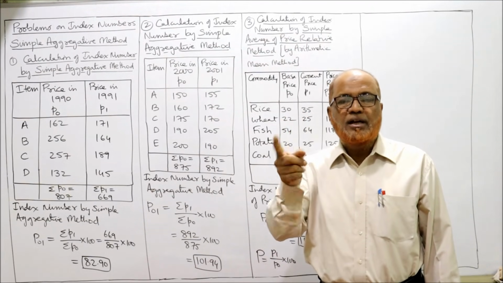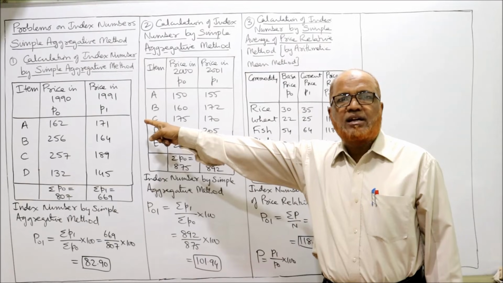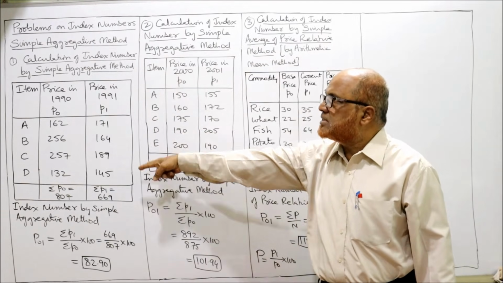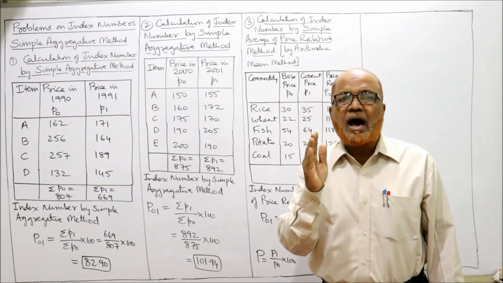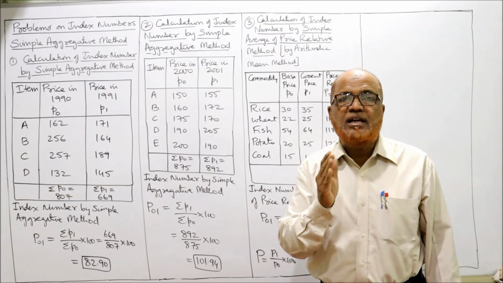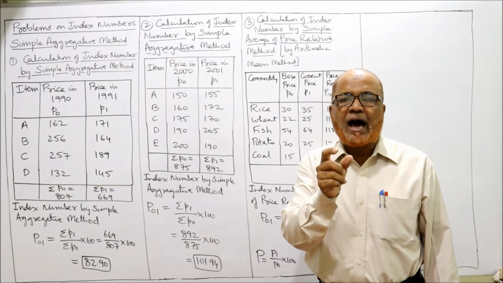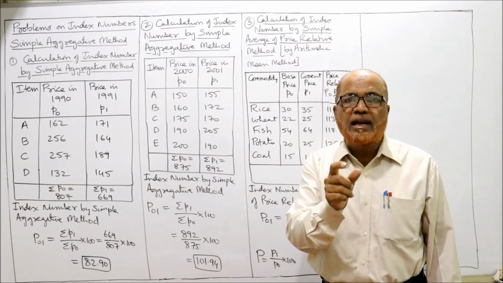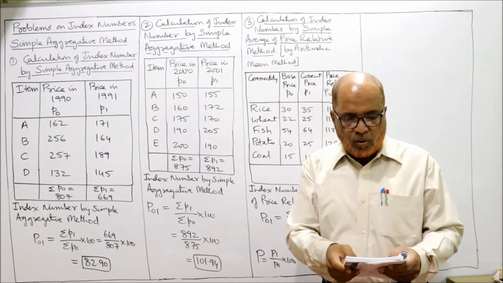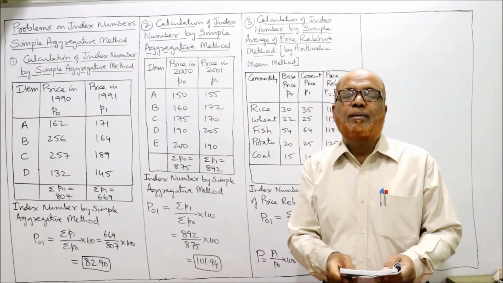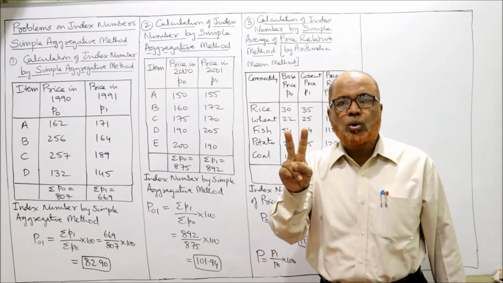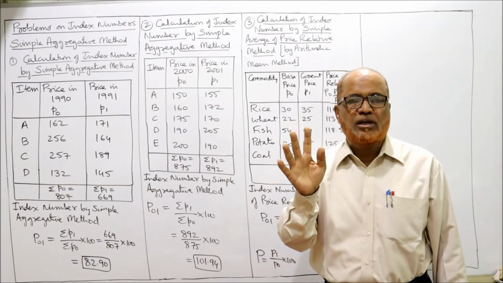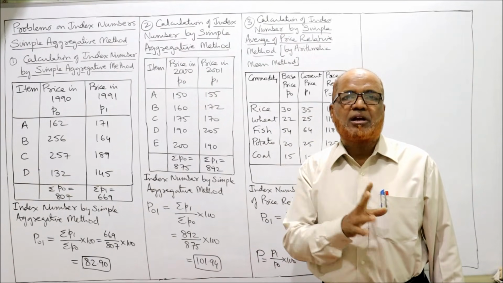Unweighted methods, two methods. The first method, simple aggregative method. The second, simple average of price relative method. By taking the mean, arithmetic mean, the average will be used. There are two types of means: we are using arithmetic mean and geometric mean.